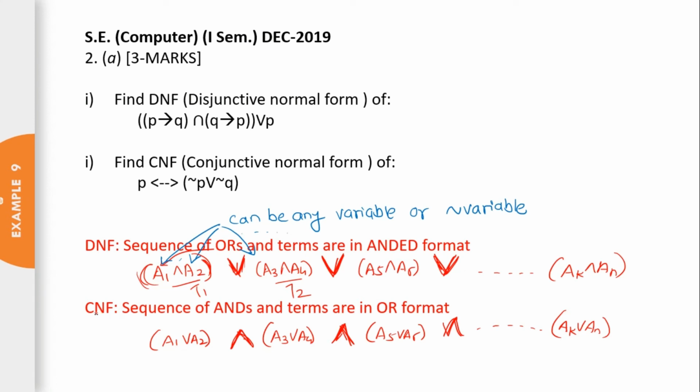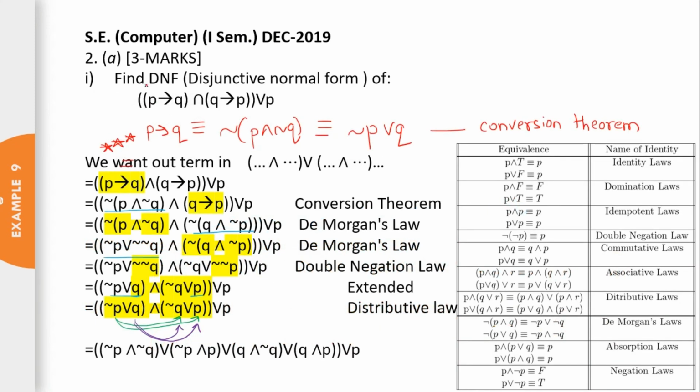In the opposite way, CNF is conjunctive normal form. Conjunction means AND of the terms, but each term is in the OR format. This is what we have to find from our equation. Now, (P arrow Q and Q arrow P) whole bracket or P. These are the standard list of your laws, conversion laws or conversion equations. Now P arrow Q is written as negation of P or Q by the conversion theorem.